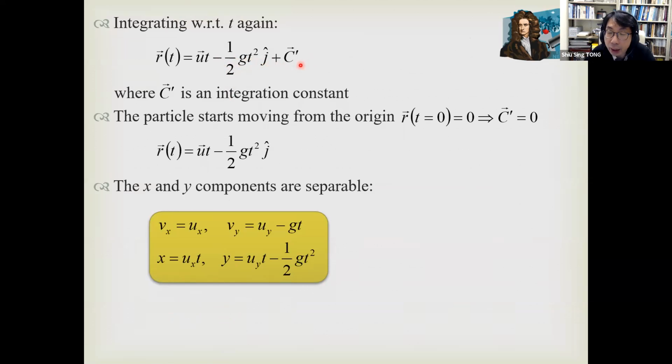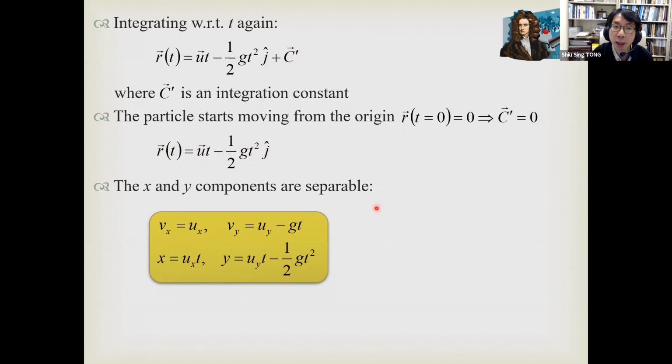And of course, I have another integration constant I call c prime. If I start my motion from the origin, that means when t is 0, these two terms vanish, r is also 0, and that means c prime, that constant, is also equal to 0. So I get rid of that constant. And I have this expression as my position of the object as a function of time.